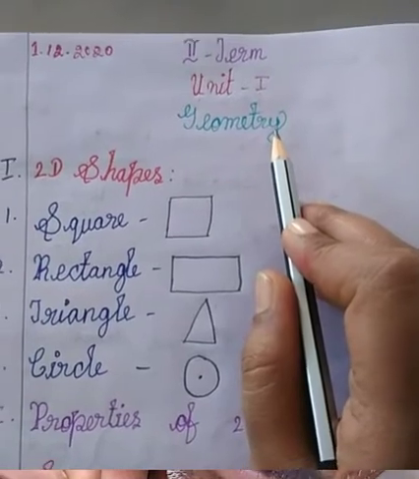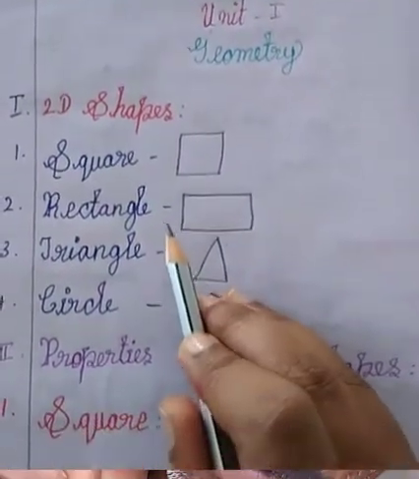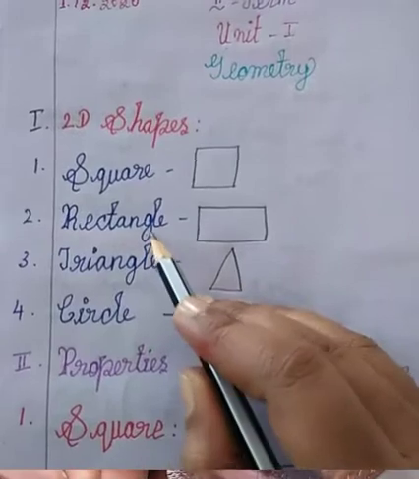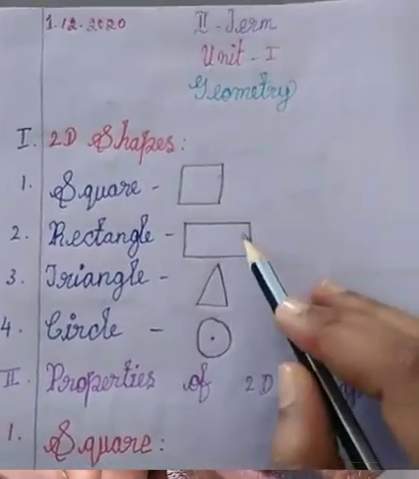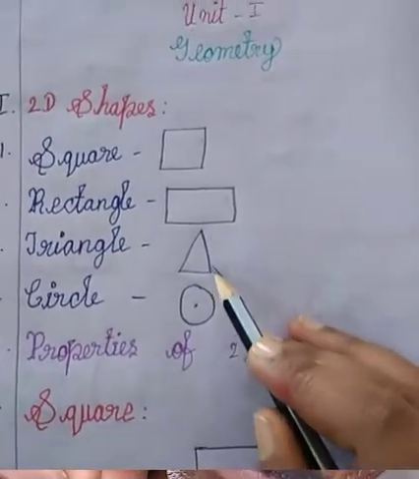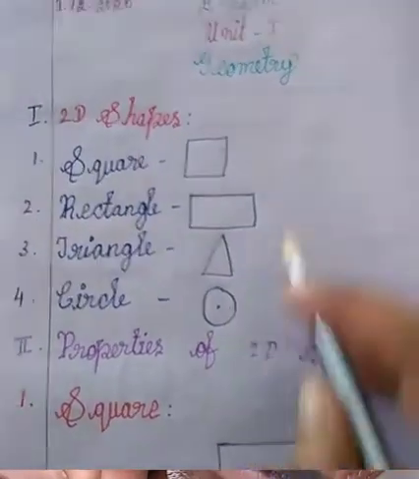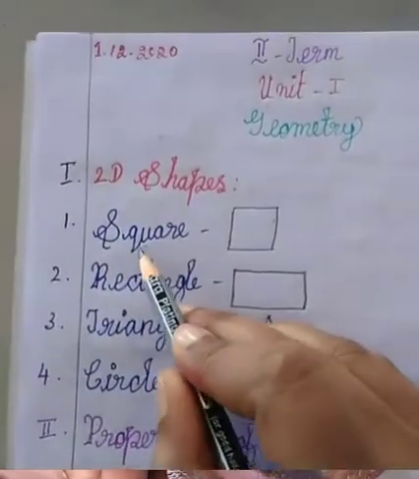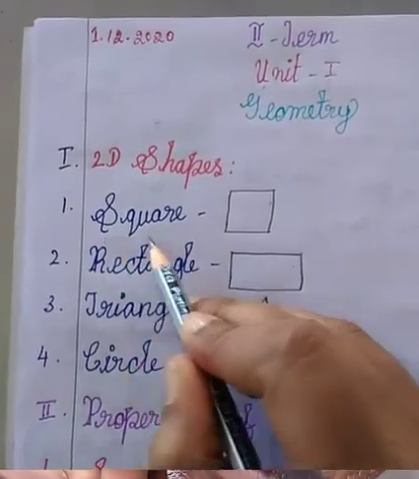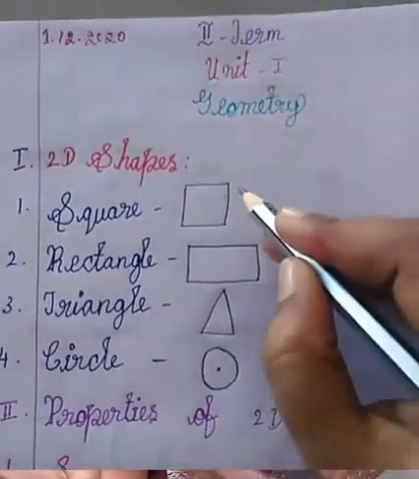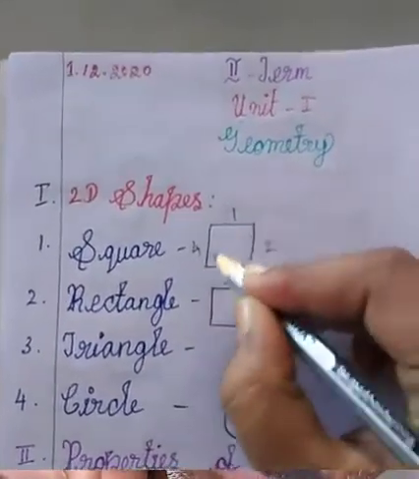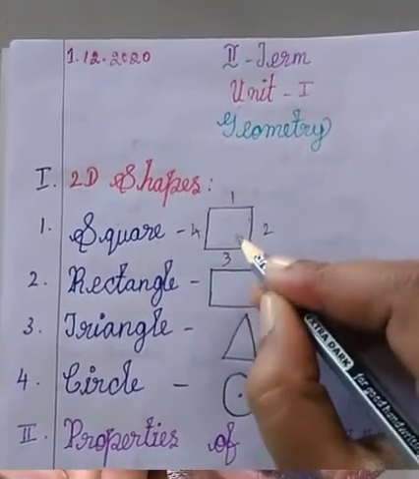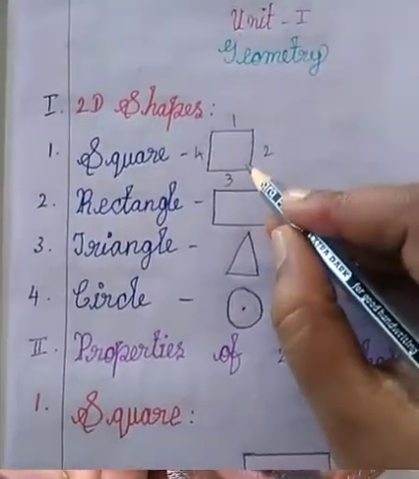First, you have to see the 2D shapes. What are the 2D shapes? Square, rectangle, triangle and circle. This one is called square, the second one is rectangle, the third one is triangle, the fourth one is circle. Square means the four sides are equal. See the four sides, 1 2 3 4. The four sides are equal. So this is called a square.